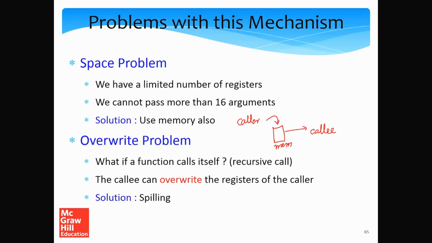Also, there is an override problem, which is what if a function calls itself, like a recursive call. In this case, the callee will overwrite the registers that the caller may need, and this is a problem. So we'll propose another solution. It's called register spilling. We'll discuss both of these solutions in detail over the next few slides.